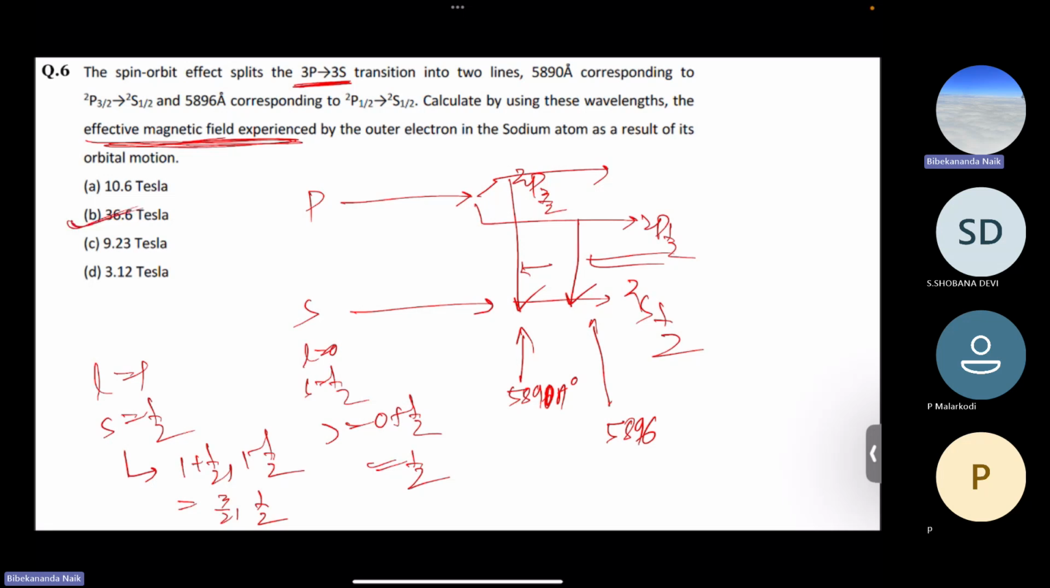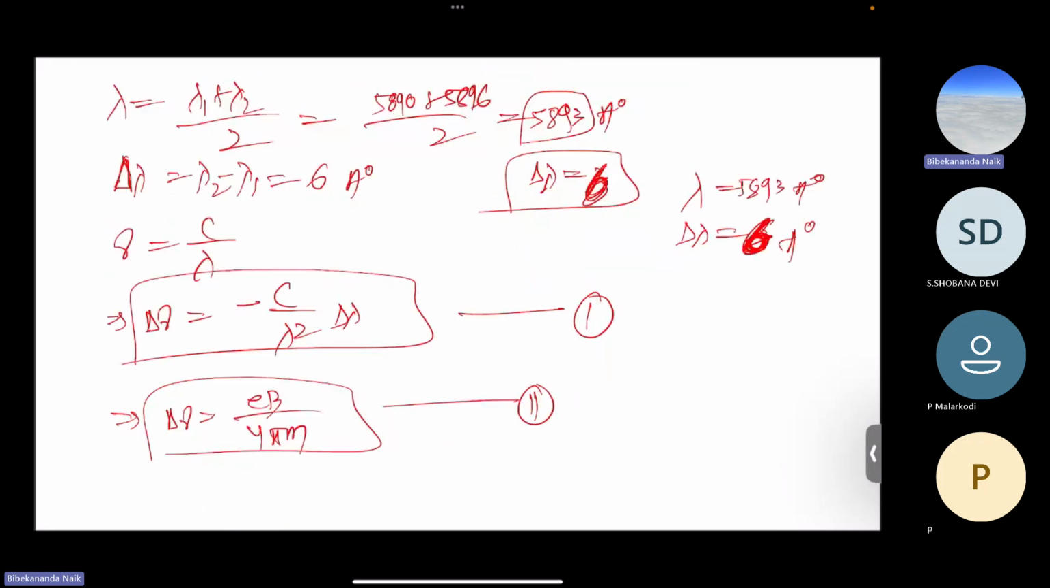So basically, this question says, what is the value of magnetic field due to which the spin orbit effect comes into picture and a single spectral line splits into two different spectral lines? In order to do this, we need to determine the mean wavelength and the difference in the wavelength. The mean wavelength was the mean of the two wavelengths, that is lambda 1 plus lambda 2 by 2, and the difference in wavelength was lambda 2 minus lambda 1, that is 6 Angstrom.